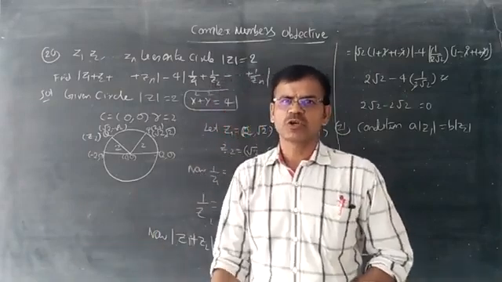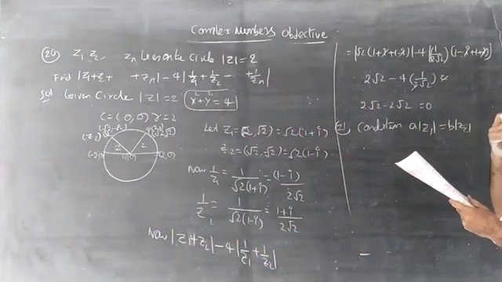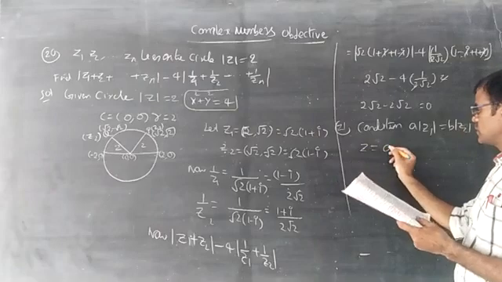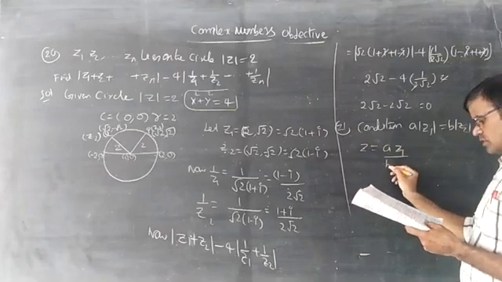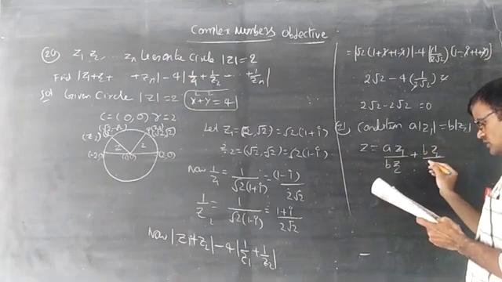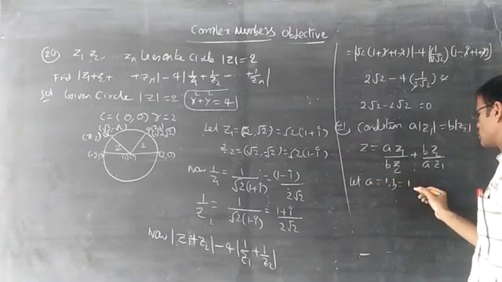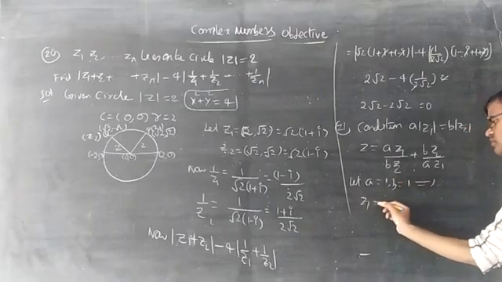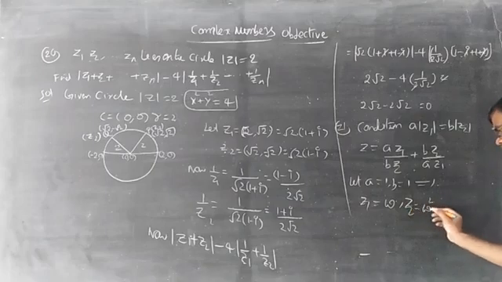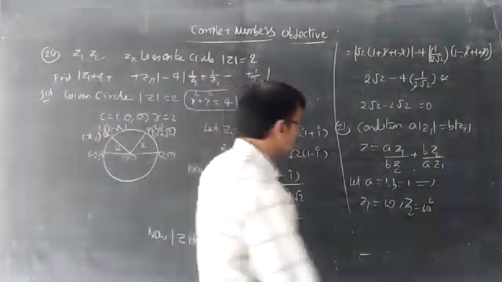So simply you can put A is equal to 1 and B is equal to 1. A mod Z1 equal to B mod Z2, and Z is equal to A Z1 by B Z2 plus B Z2 by A Z1. Okay, I am writing A is equal to 1, B is equal to 1. Students, I am taking Z1 equal to omega, Z2 is equal to omega square. Why? Because we know that modulus of omega and modulus of omega square are equal.